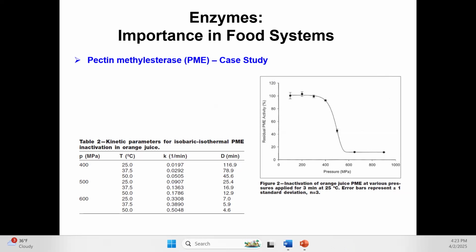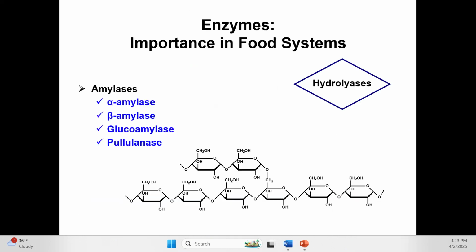And they found, I think I animated, no, I didn't animate. So they found that the highest temperature with the highest pressure increased the rate constant. And then the time to get 90% inactivation was reduced significantly from 116.17 to 4.6 minutes. So in 4.6 minutes, they were able to reach 90% inactivation. Okay.